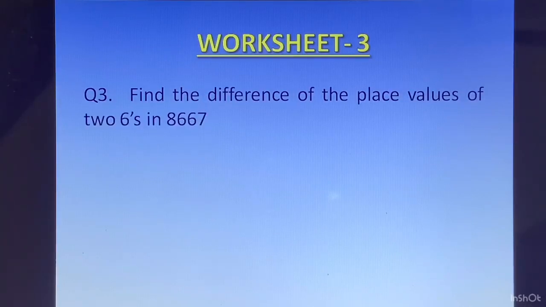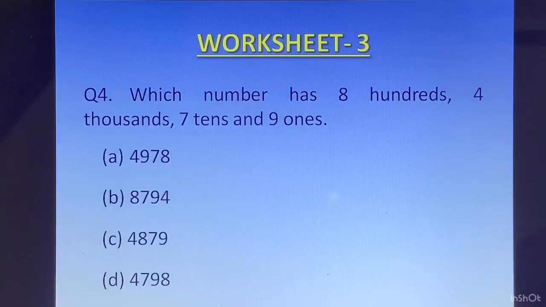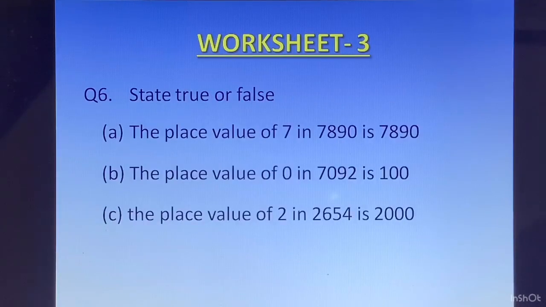Question number 3. Find the difference of the place values of 6 in 8667. So first find the first place value, then find the second place value, subtract and find the answer. Question number 4. Which number has 800s, 4000s, 7 tens and 9 ones? A part 4978, B 8794, C 4879, D 4798.